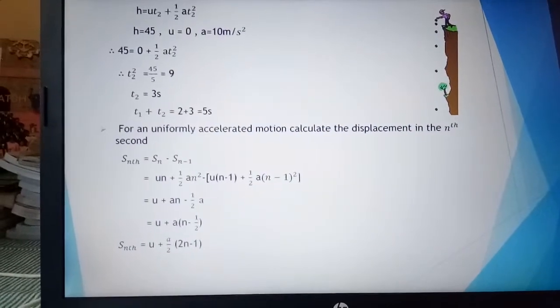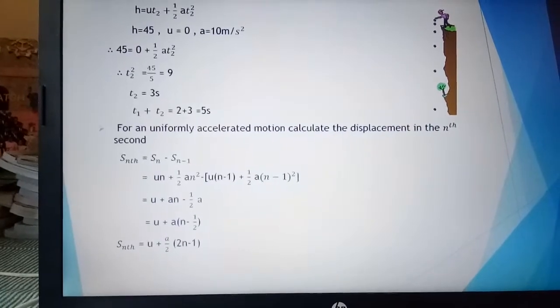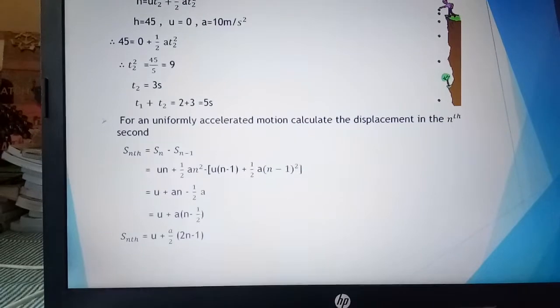This is not there in your textbook. So please solve the problems related to S_nth also.